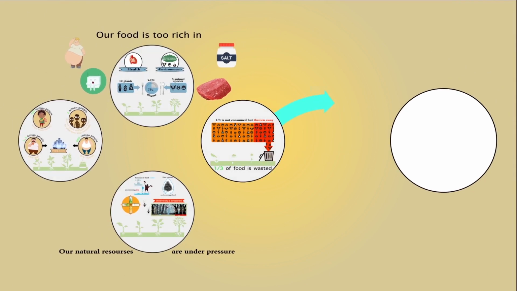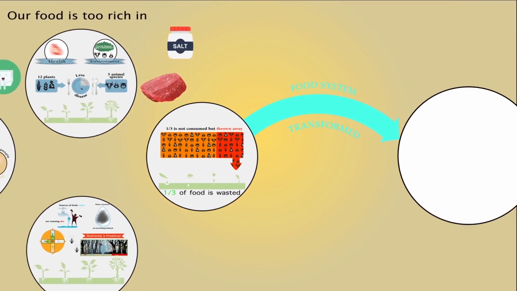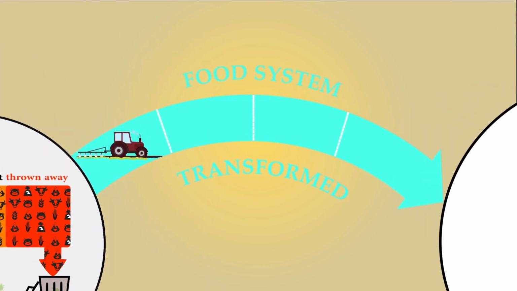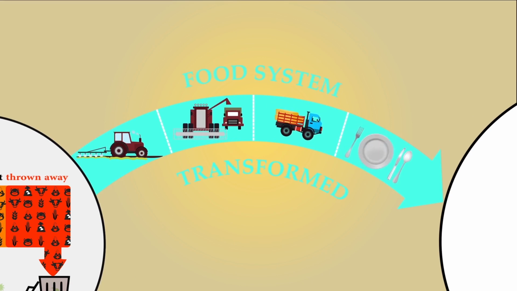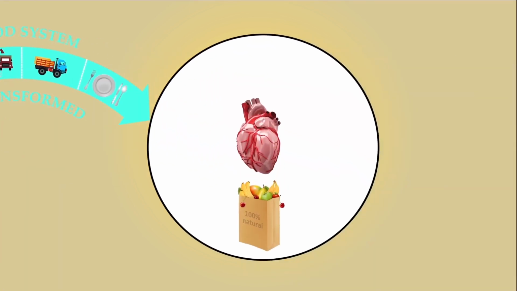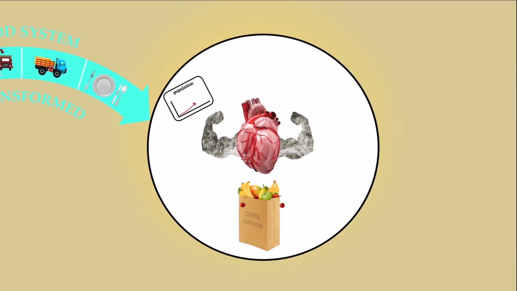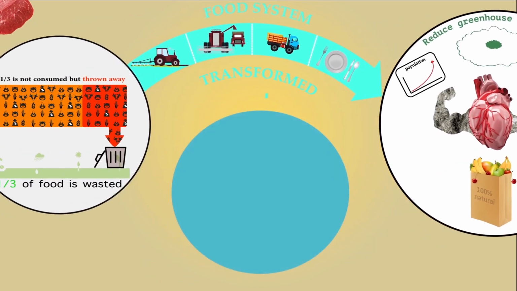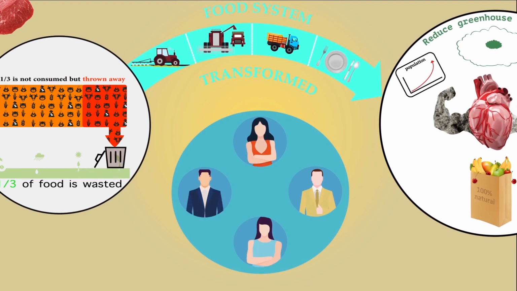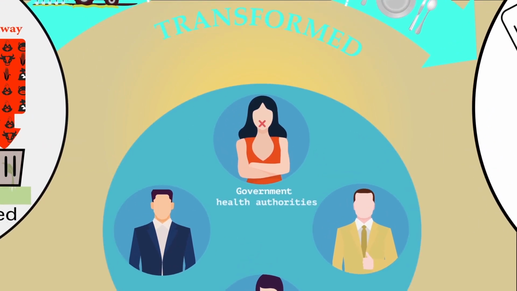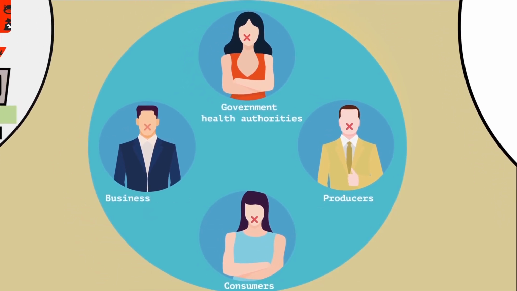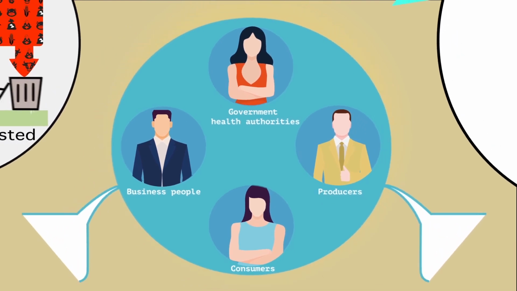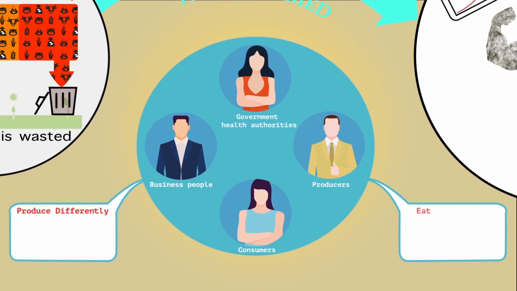Such limitations clearly show that our food system must be transformed. Each step of the food system, production, processing, distribution, consumption, needs to be adjusted to ensure healthier food for our growing population and to reduce its environmental impact. But above all, it is necessary to bring all the stakeholders together: government and health authorities, producers, consumers, business people, to break down the silo thinking, examine all the points of view, and work together to define the actions necessary to produce and eat food differently.